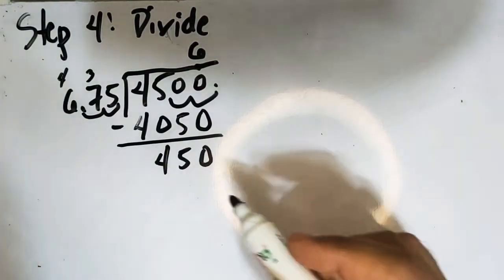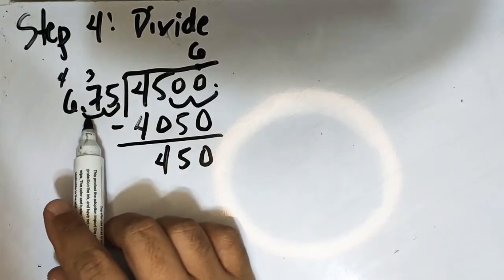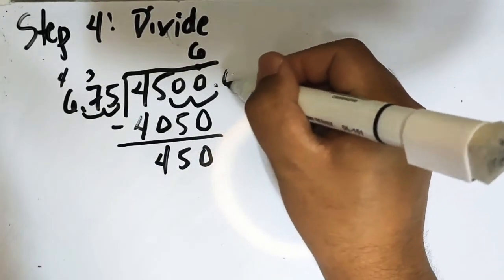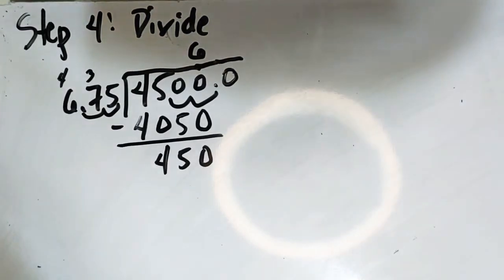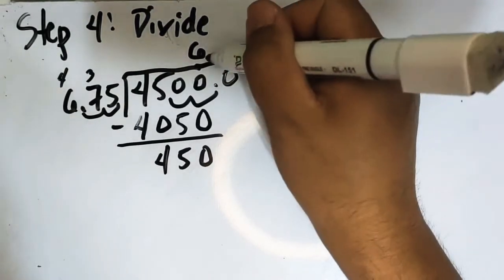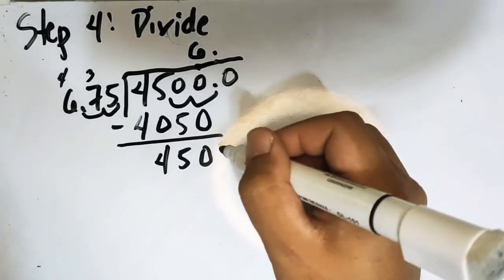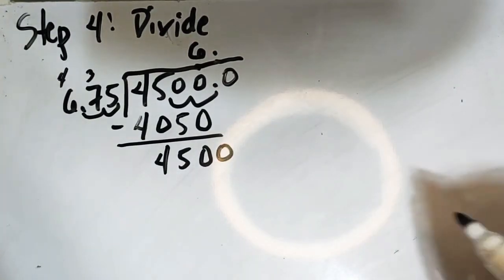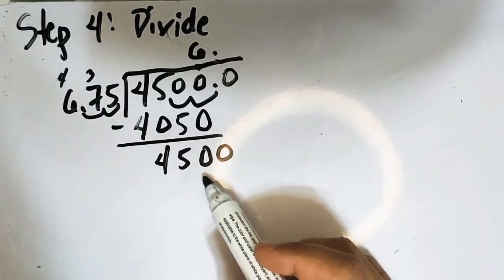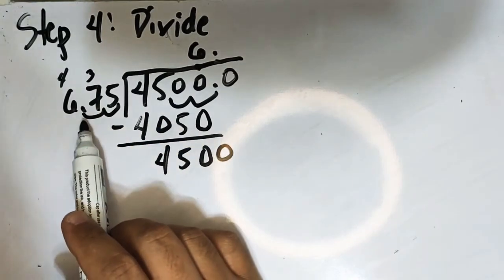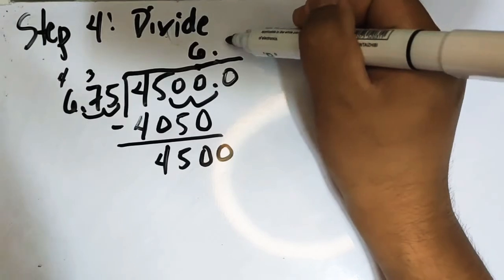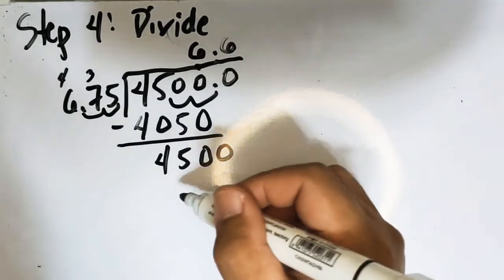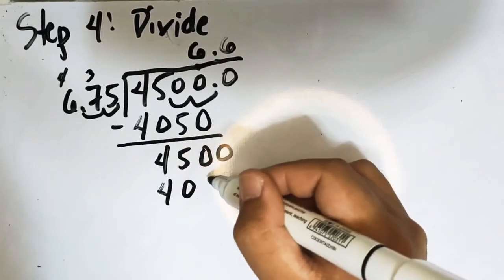Okay? So, 450 divided by 675, hindi pwede. So, magdagdag tayo ngayon ng 0 sa ones place. Okay? So, we have decimal point. So, 4,500 tayo. So, 4,500 divided by 675 is equal to 6. So, kamukha lang siya ng kanina. Okay? So, we have 4,050.